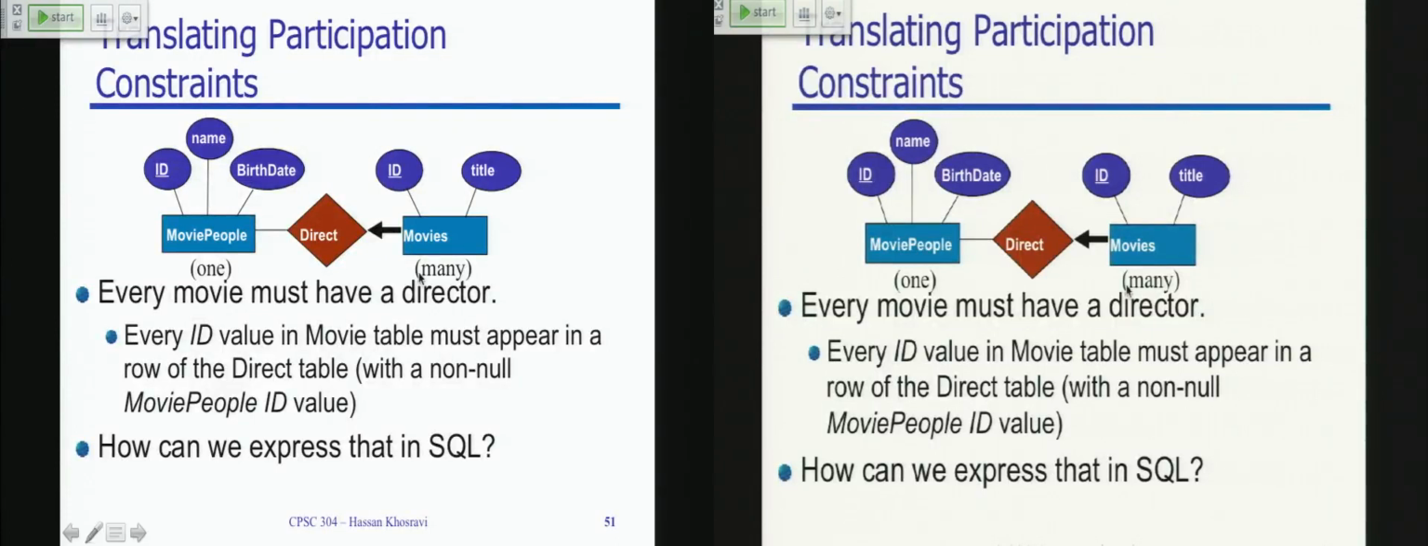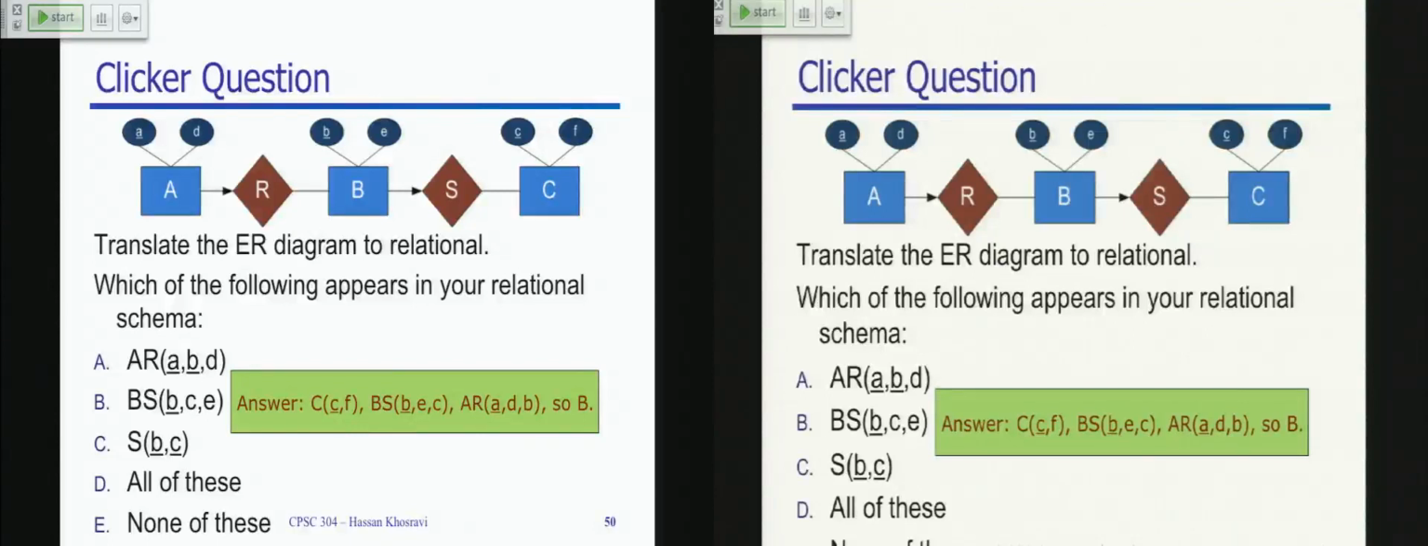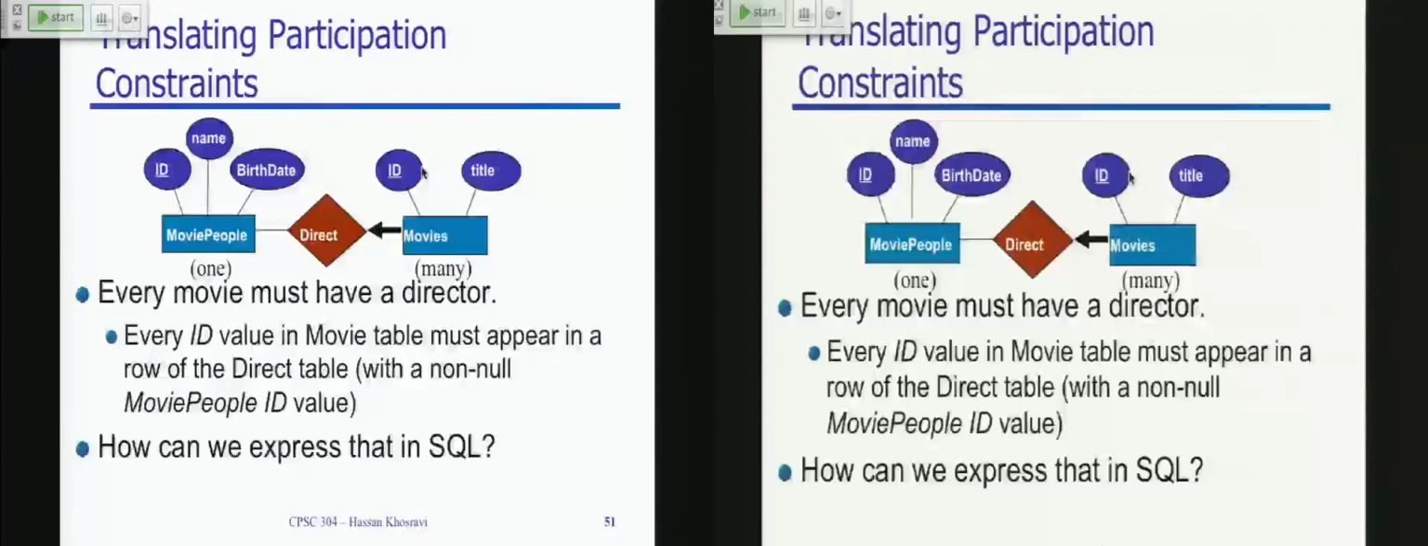Participation now. So the previous slide here, we were talking about many-to-one relationships, right? So here we were talking about, if I know B, it's a one-to-many relationship that one determines the other. Here the constraint is a full participation. So we here want to say that all movies need to have a director. How can I put that as a constraint inside my model?